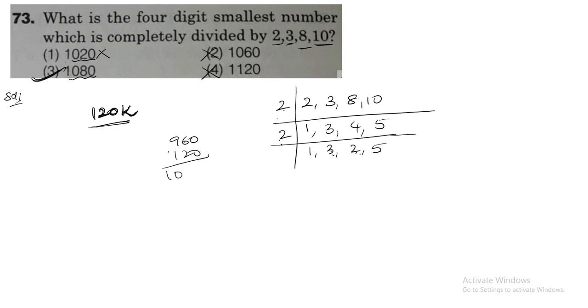Then what am I going to have? 1080. So this is nothing but my smallest 4-digit number. The greatest 3-digit multiple is 960, and the smallest 4-digit is 1080. So like this you can find that particular smallest 4-digit number.